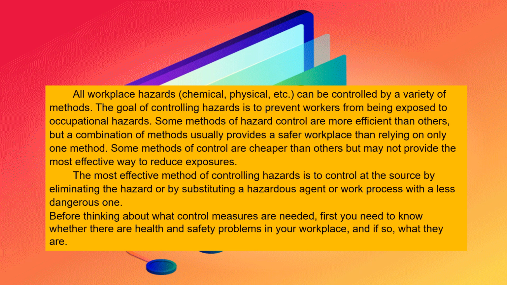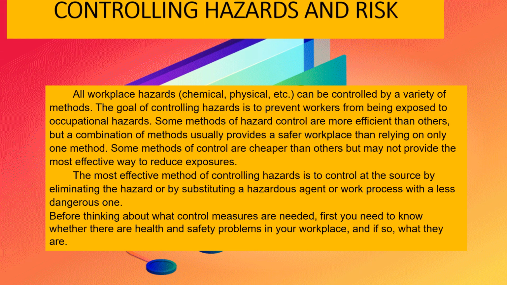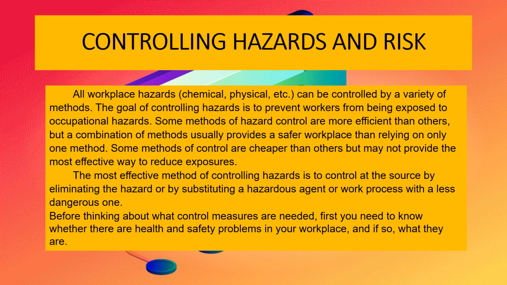Some methods of control are cheaper than others but may not provide the most effective way to reduce exposures. The most effective method of controlling hazard is to control at the source by eliminating the hazard or by substituting hazardous agent or work process with a less dangerous one. Before thinking about what control measures are needed, first you need to know whether there are health and safety problems in your workplace, and if so, what they are. This is controlling hazard and risk.